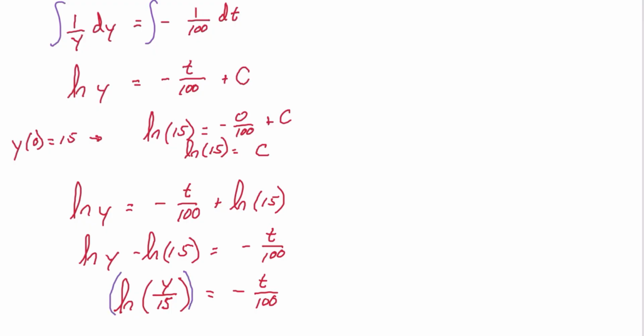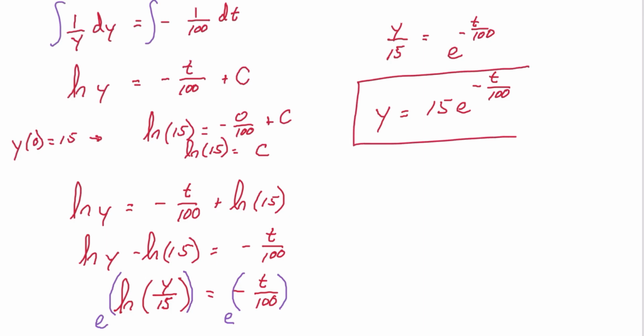Next, we'll exponentiate both sides. So on the left side, we have e to the left side, and the same thing on the right side, we have e raised to the right side. On the left side, the e raised to the natural log essentially cancel each other, leaving us with just the argument, y over 15, and that is equal to e raised to the negative t over 100. We can now multiply by 15 on both sides. y is equal to 15 e to the negative t divided by 100. And we now have our equation.